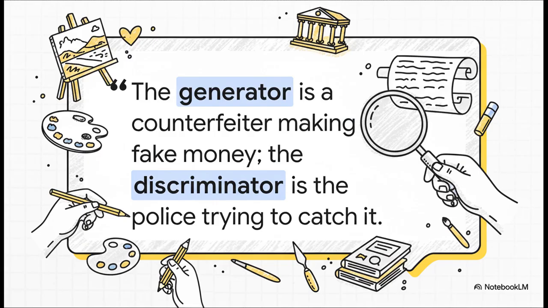One neural network, we call it the generator, is our master counterfeiter. Its only job in life is to create fake money that looks totally real. And its opponent, the discriminator, is the detective. Its only job is to spot the fakes.